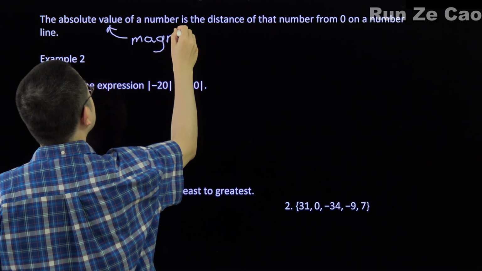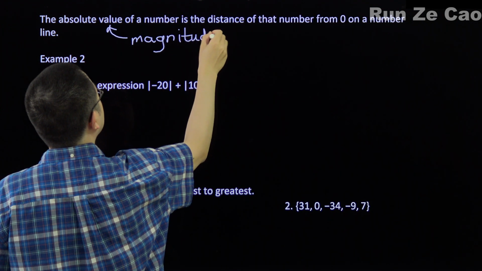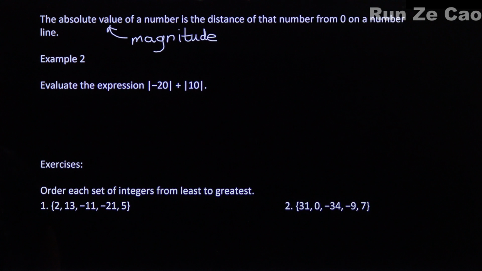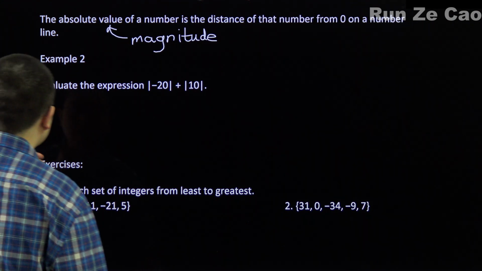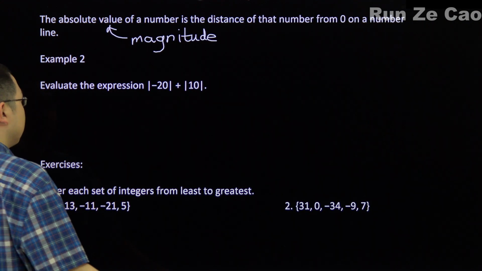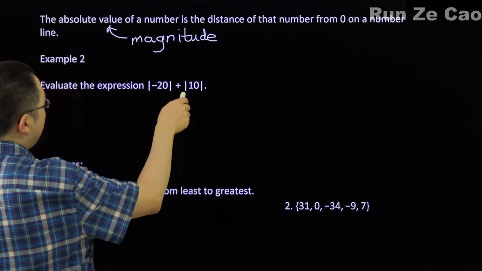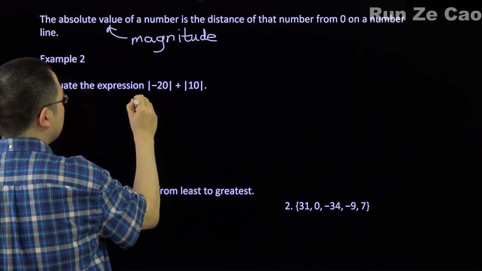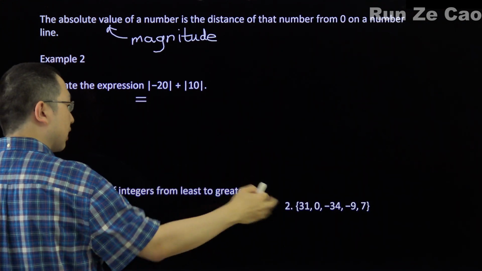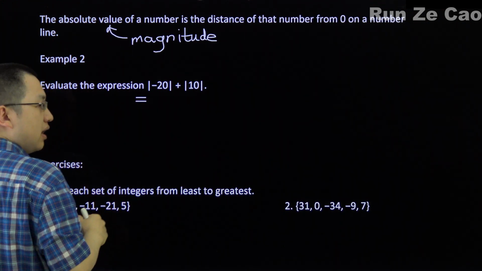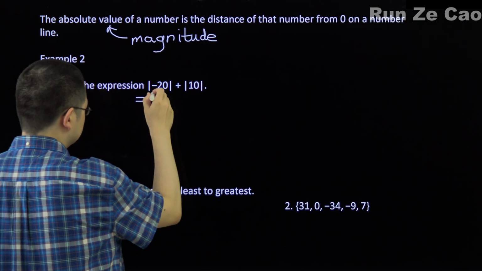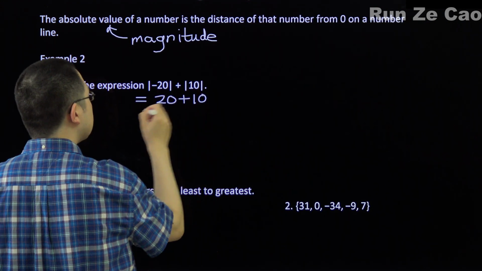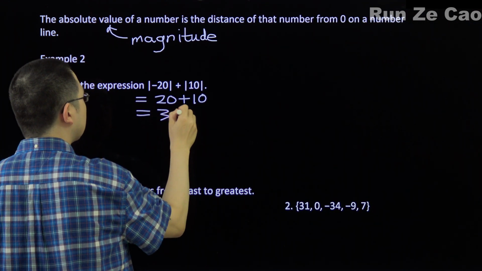So, if you take the magnitude, that's another word for absolute value, of -5, you just take off the negative symbol and you get 5. If you take the magnitude of +5, it's just 5. So the positive number stays the same. The negative number, you take off the negative symbol. So -20 is 20 units away from 0. 20 plus 10 is equal to 30.